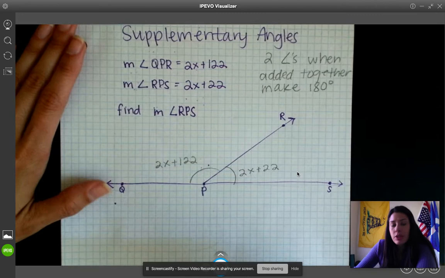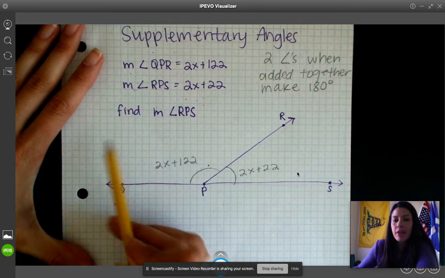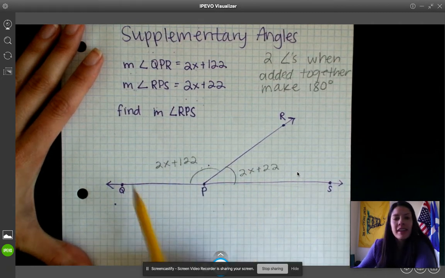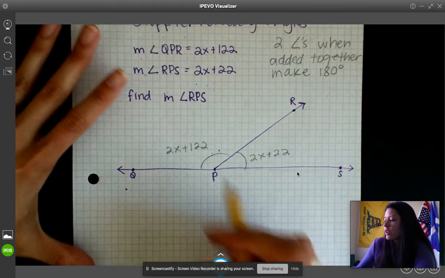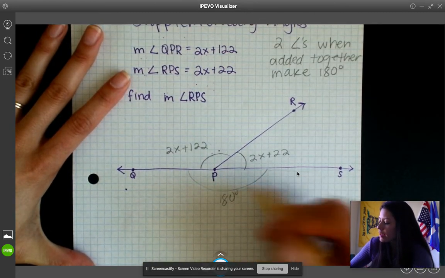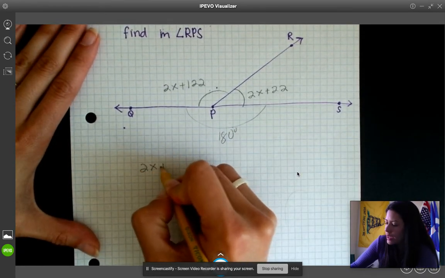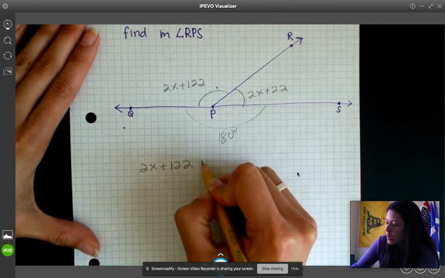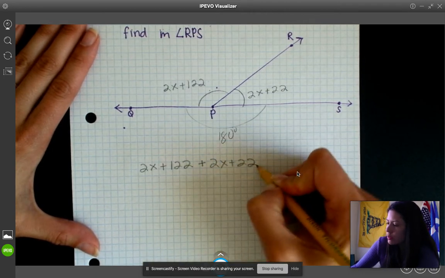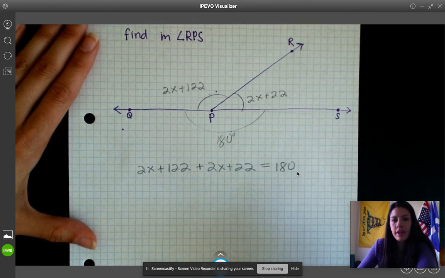What I'm going to be doing is, I know that these two are supplementary angles because I've got a straight line here, QPS. It is a straight line, okay? So I know that these added together is going to equal 180 degrees. Therefore, 2x plus 122 plus 2x plus 22 is equal to 180 degrees, okay?